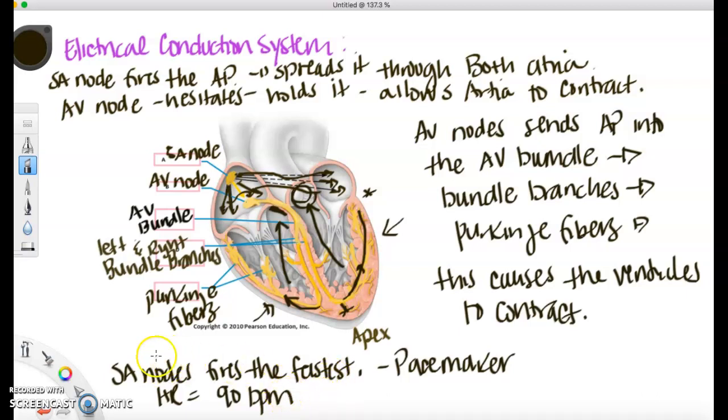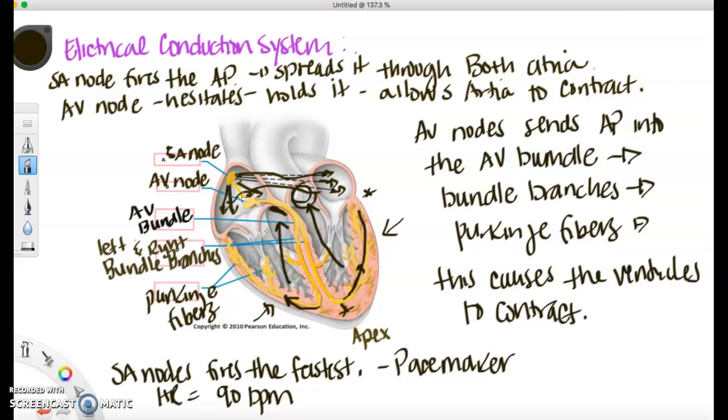If something goes wrong with the SA node, then the AV node will take over. But because the AV node has the hesitating property, it's slower. So it would make your heart rate really almost too slow. Sometimes the heart, for whatever reason, will make little pacemakers in other places. So this electrical activity can start in other cells, and when that happens, that can cause problems as well.